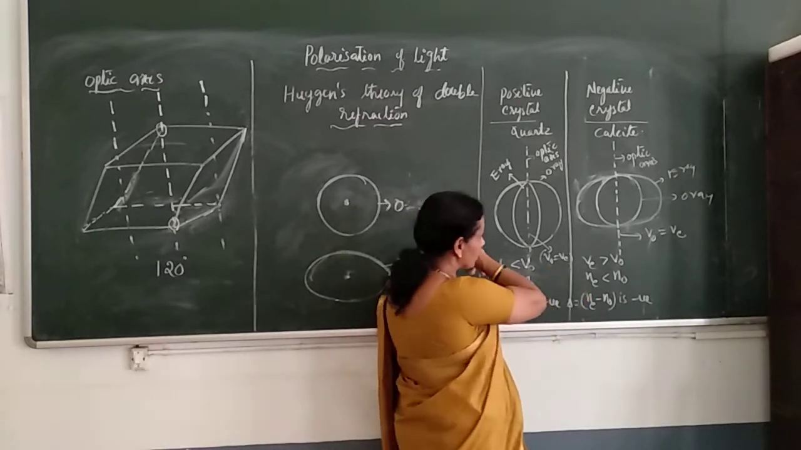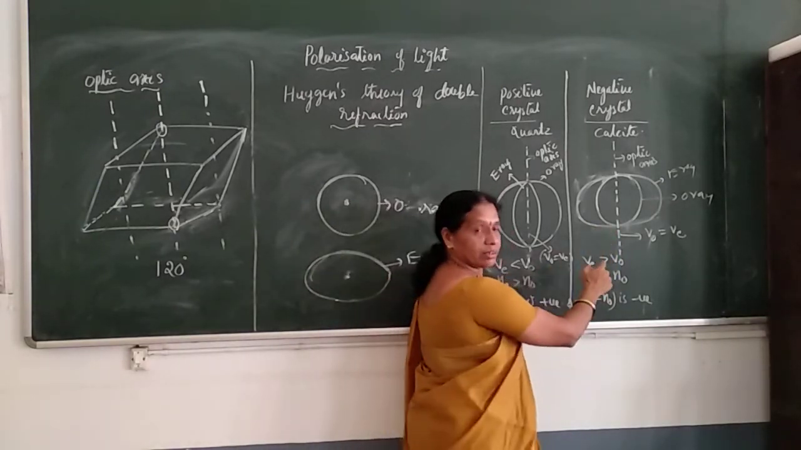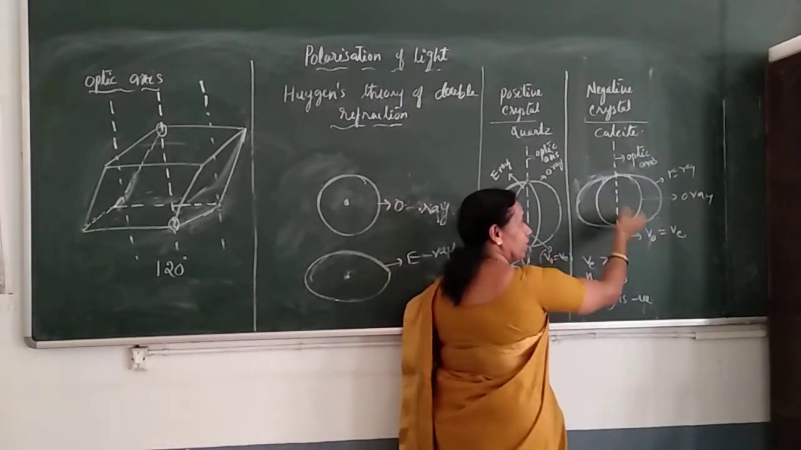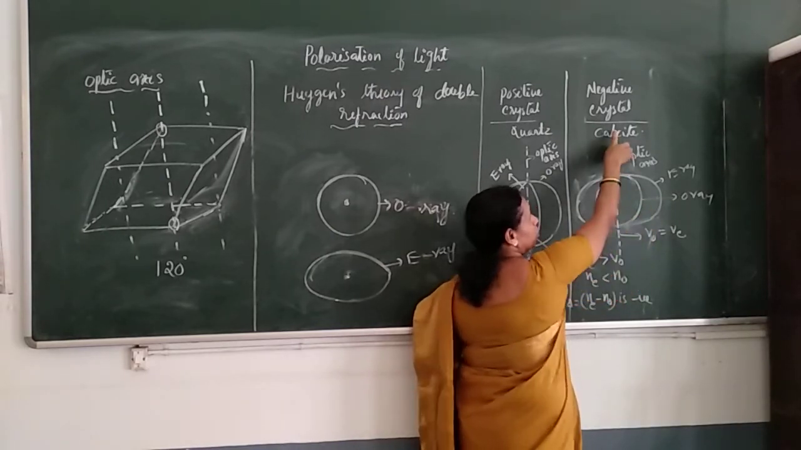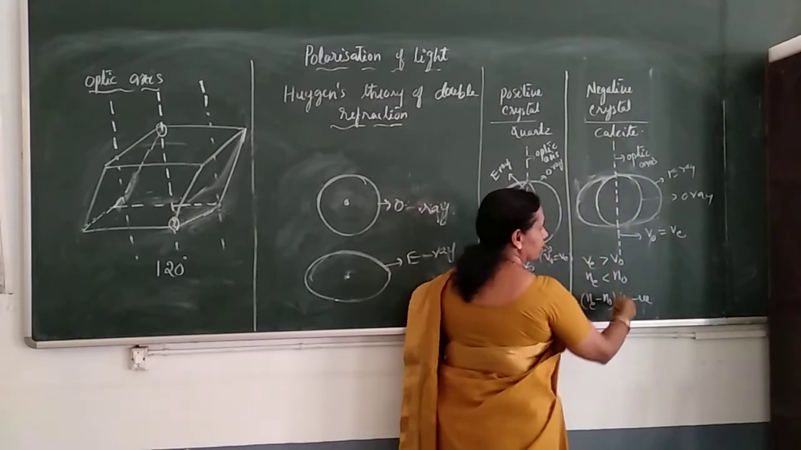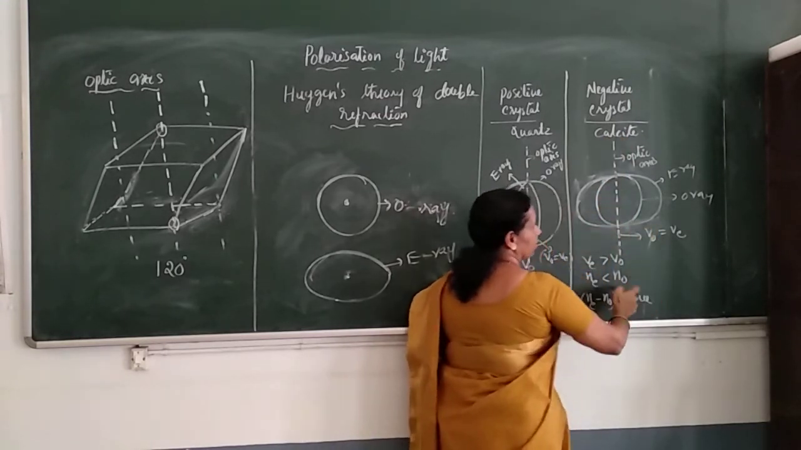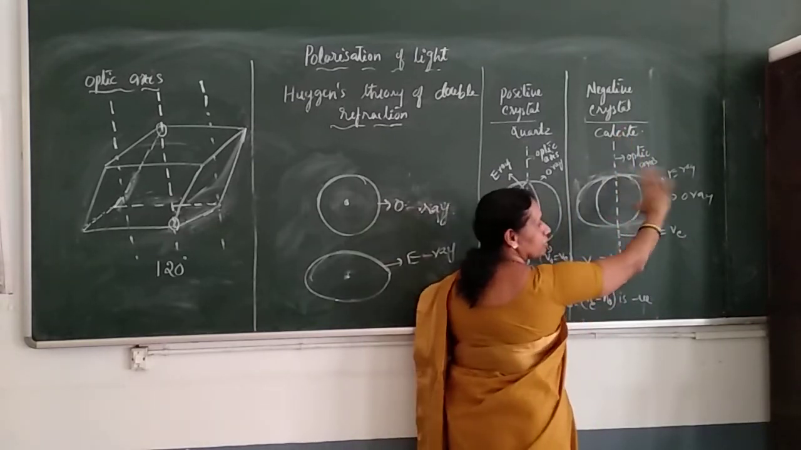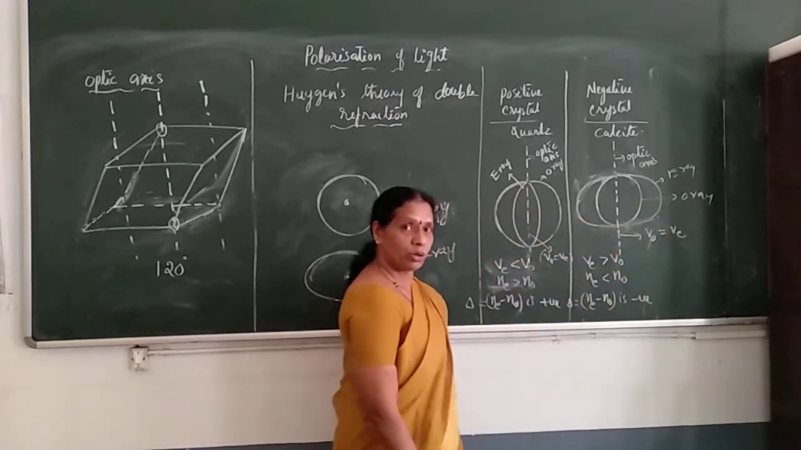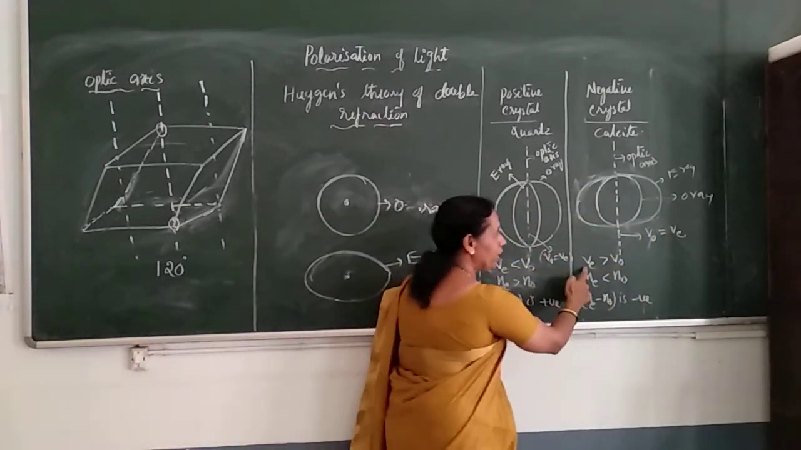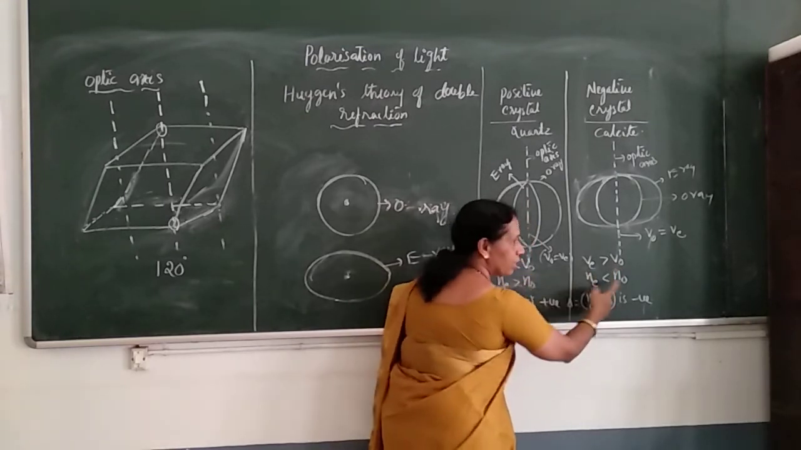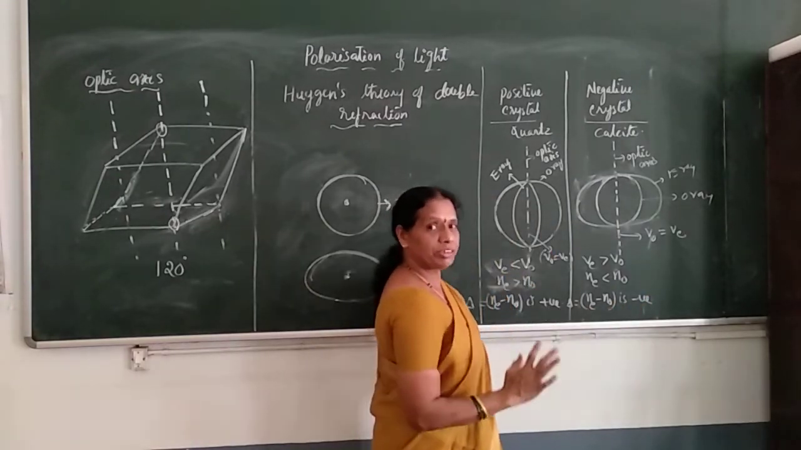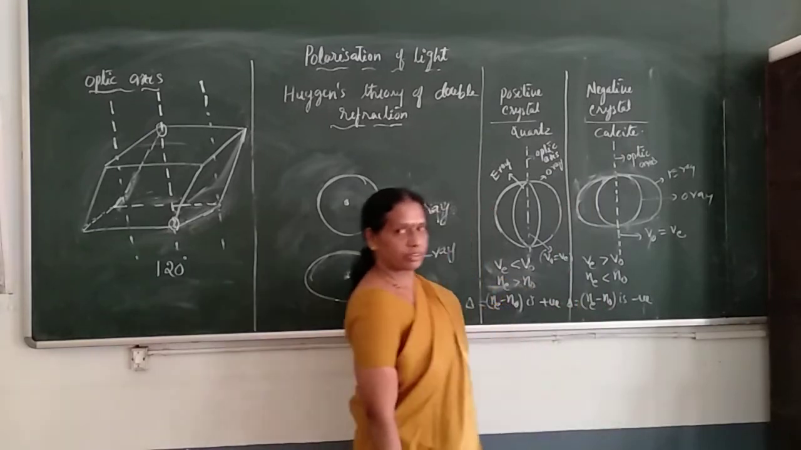What about negative crystal? See here, we find the spherical wavefront well within the elliptical wavefront. Spherical wavefront inside the elliptical wavefront. The two wavefronts touch each other along the optic axis. Here they touch. So VO equal to VE along the optic axis. Both the distances are same. They travel at the same speed. In all other directions, which one is more? Elliptical wavefront is outside. So VE is greater than VO. Then NE is less than NO. So NE minus NO is negative. Birefringence is negative. So the crystal is called the negative crystal.